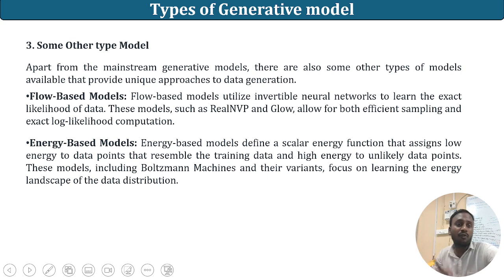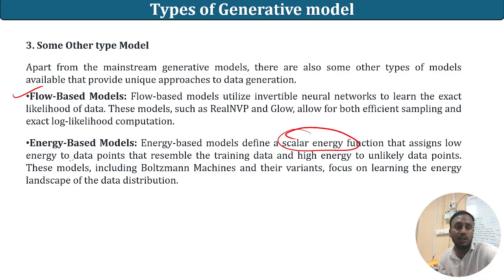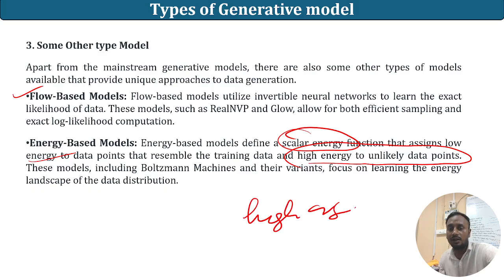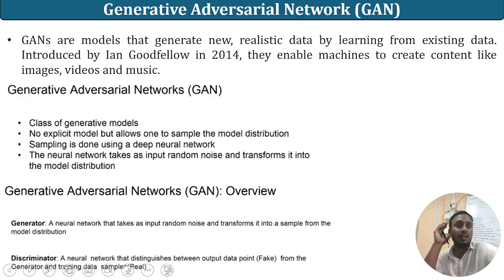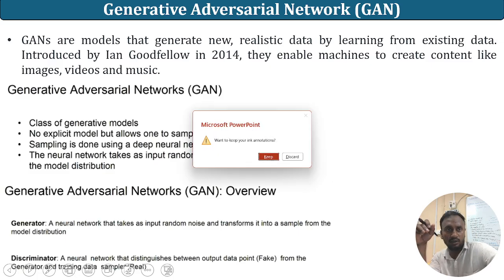Some other types are flow-based models, and energy-based models, which define a scalar energy function that assigns low energy to data points that resemble the training data and high energy to the anomalous data points. So now we'll come to the actual GAN model, how the GAN model works and so on.